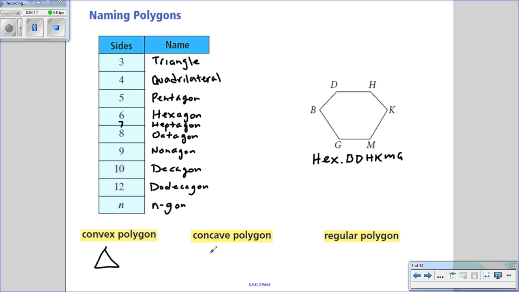Okay? A concave polygon means it has two of the sides kind of caved in. Concave, to help me remember that, I always say it's caved in. So that's a polygon, but it's caved in, so it's concave. And a regular polygon is when all the sides are congruent and all the angles are congruent.